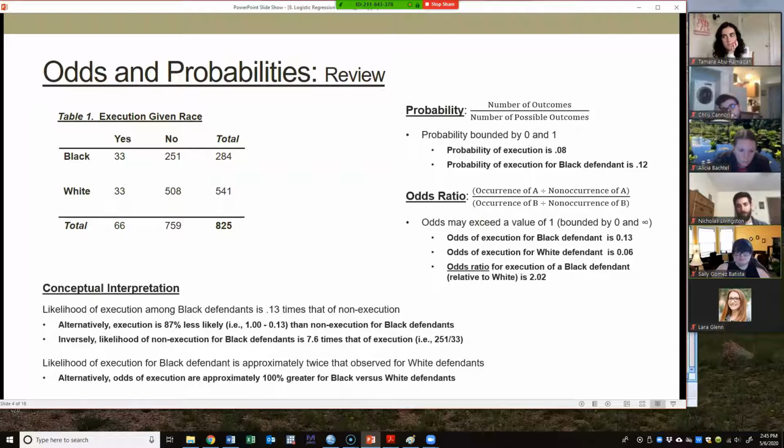Individually, the likelihood of a death sentence is pretty low for both groups. But if I compare the two, it looks like the odds of a death sentence are twice that of the odds for a white defendant, right? And again, just playing around with how we interpret these, I could take that odds ratio of 2.02 and say the odds of execution are approximately 100% greater for black defendants versus white defendants. Where did I get that 100% from?